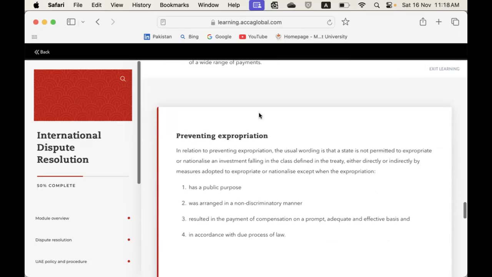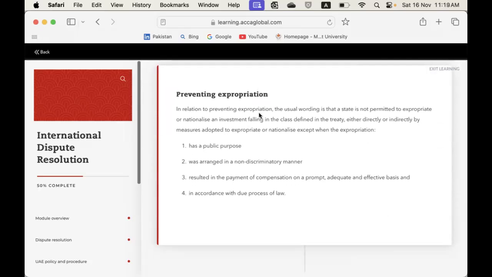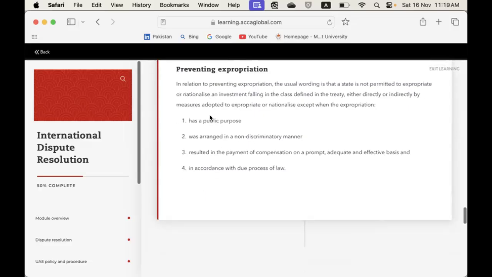So, preventing expropriation. First point, will our assets be taken away? Will the government take away our investment? In relation to preventing expropriation, the usual wording is that a state is not permitted to expropriate or nationalize an investment falling in the class defined in the treaty, either directly or indirectly, by measures adopted to expropriate or nationalize, except when expropriation has a public purpose, was arranged in a non-discriminatory manner, resulted in payment of compensation on a prompt, adequate, and effective basis, and in accordance with the due process of law.